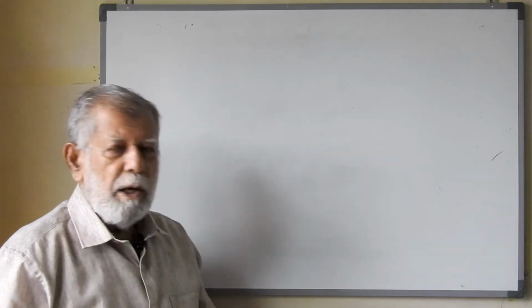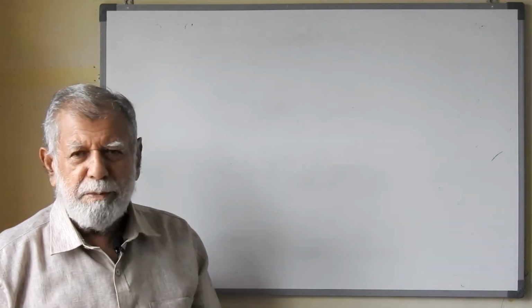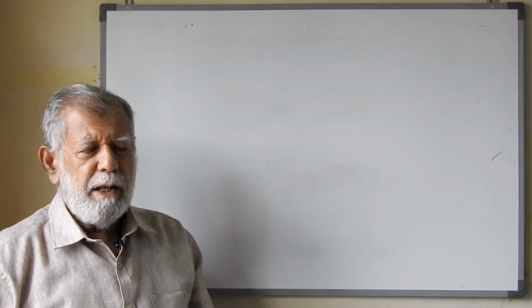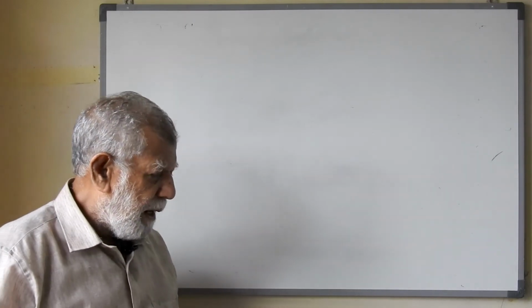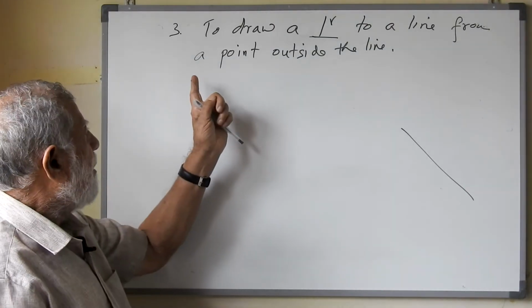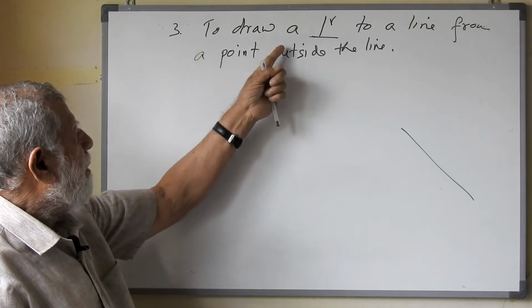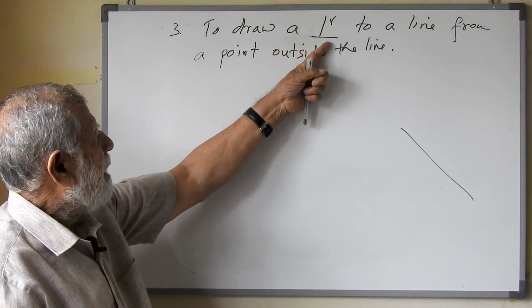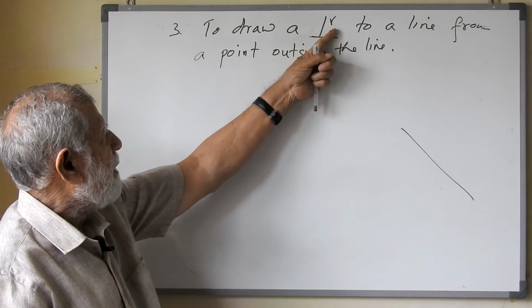So now we have studied two constructions. What is the first construction? It is the perpendicular bisector of a line. The second construction is bisecting an angle. The third construction, what we are going to do is to draw a perpendicular. This is the sign for perpendicular, that you put an inverted T and an R there.